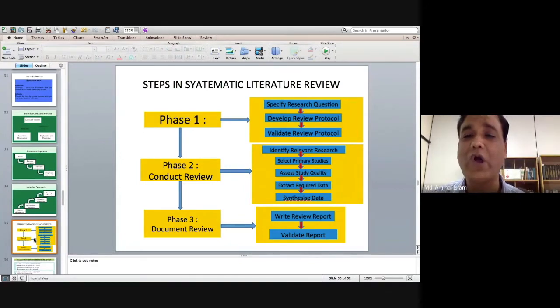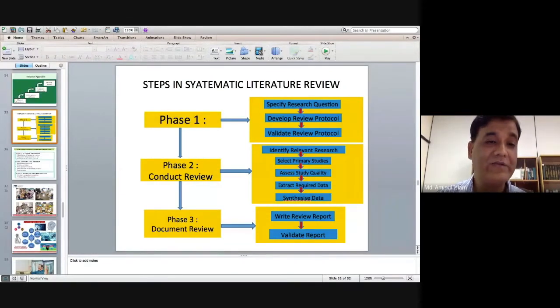So we start with the plot. The plot is the research problem. Then we translate the research problem into research question. Then we develop the review protocol. We validate the review protocol. Then we identify the right kind of research material that is needed, and we extract the data from that paper, and then we continue writing our review reports. Okay. Next slide, also quite similar.